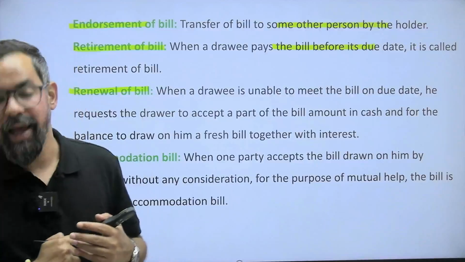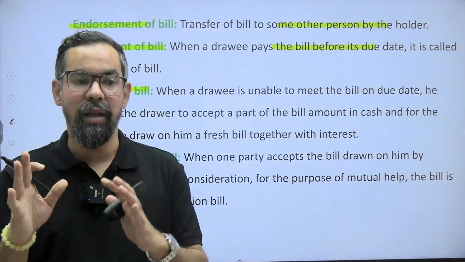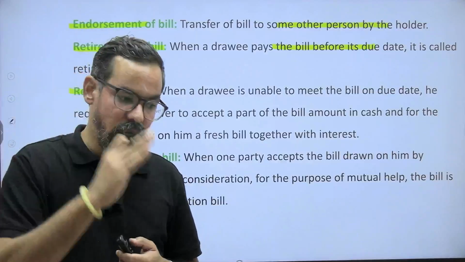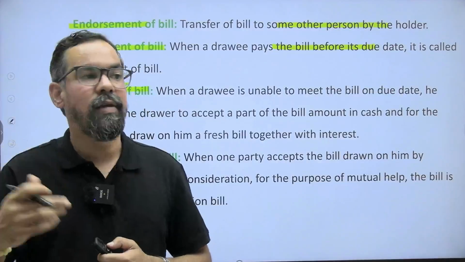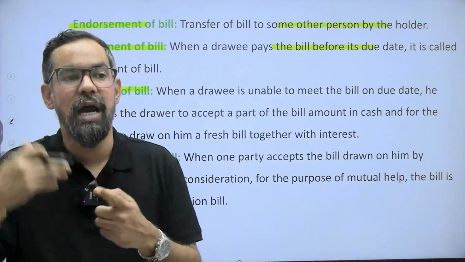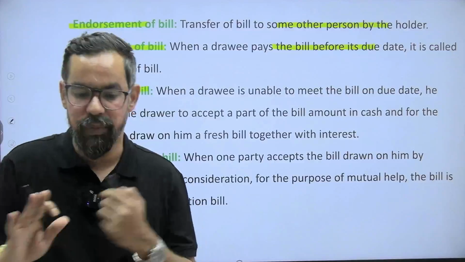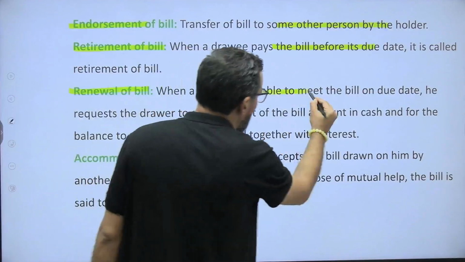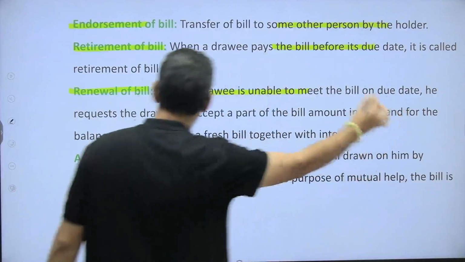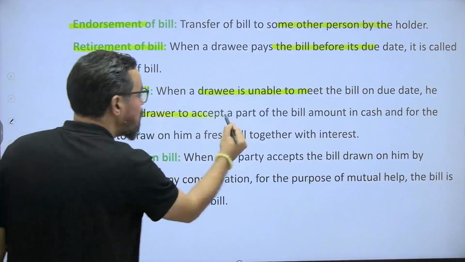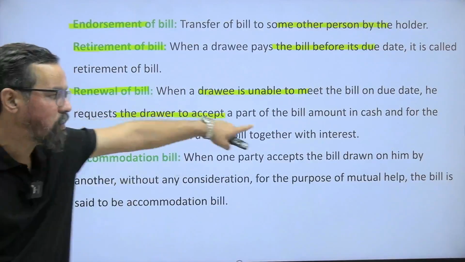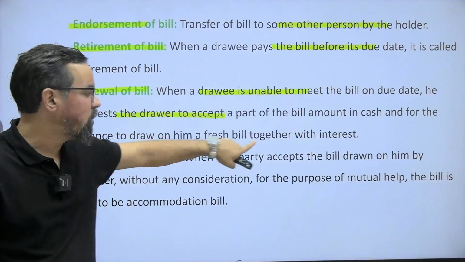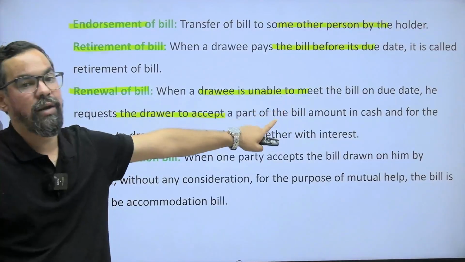And what I can do is, let's say out of 10 lakh, I can give you 2 lakh in cash. Remaining 8 lakh, please draw a fresh bill. And if you want, you can charge interest to this particular person as per the negotiation. So that is renewal. So when the drawee is unable to meet the bill on due date, he requests the drawer to accept a part of the bill amount in cash, and for the balance draw a fresh bill together with the interest also, right?